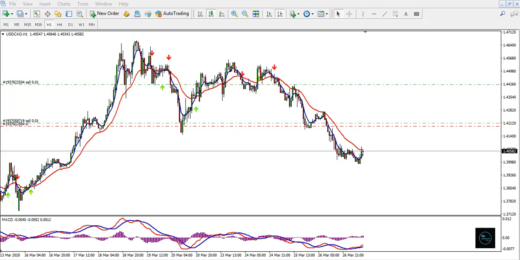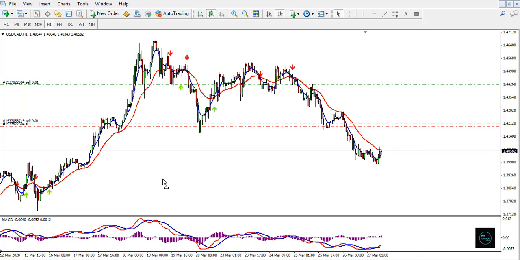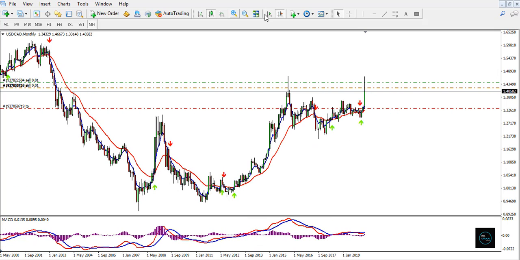And today's trade is going to be on the USDCAD. It's a short trade, or a sell trade, and I'm going to walk you through how I saw this trade and what my thought process was. Okay, so let's quickly go to the monthly chart and see what's been going on.